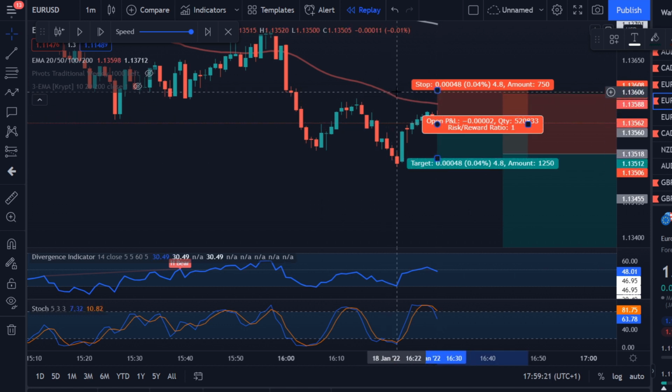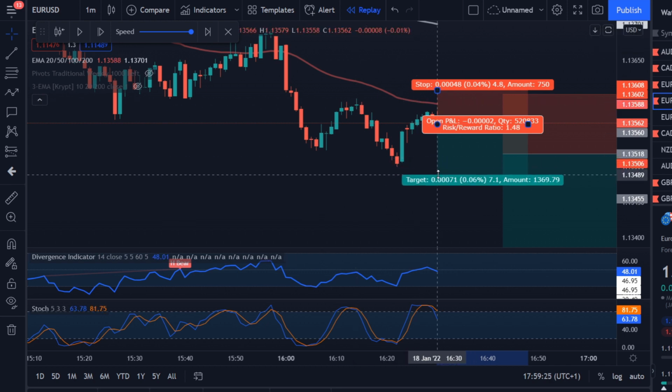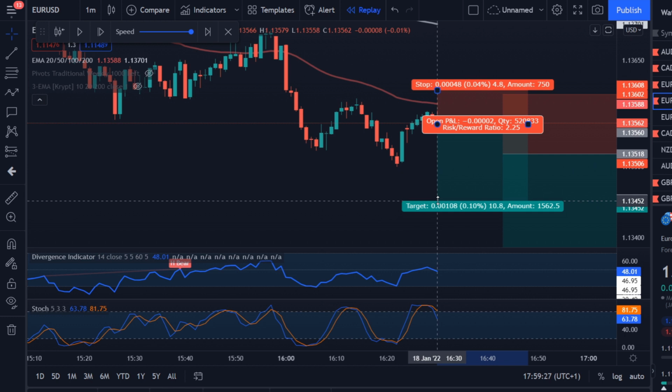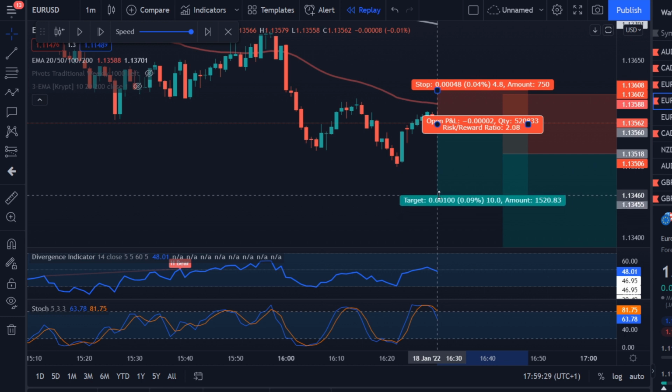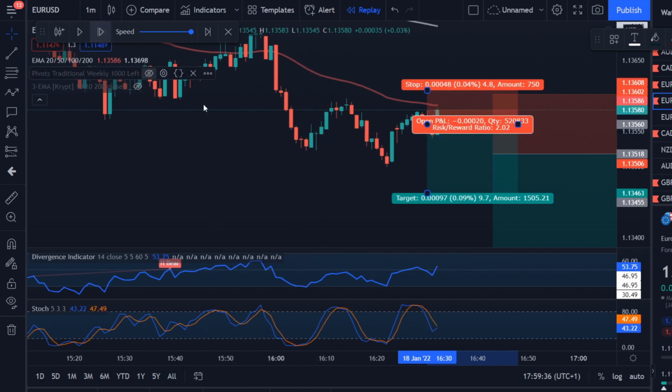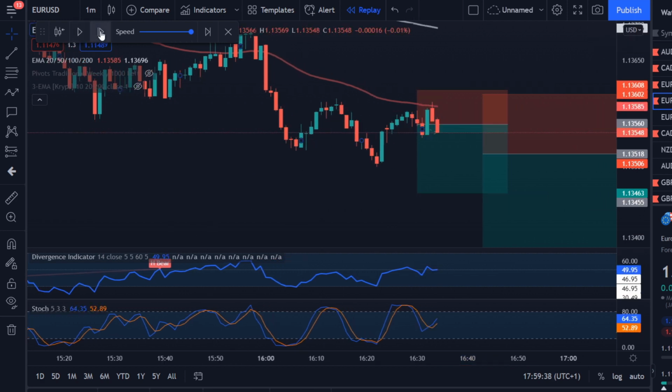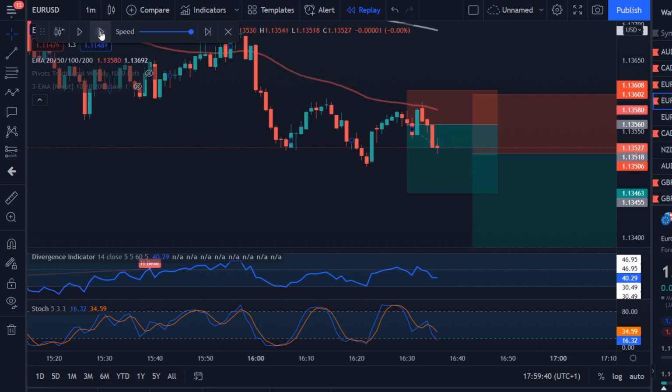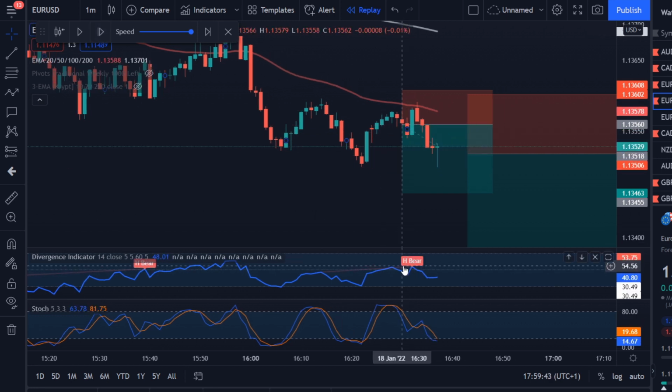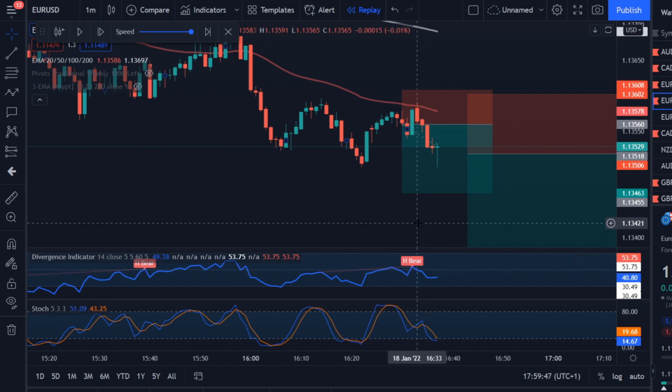We put the stop loss above the previous high, and then of course about here, this is a nice, about here too. And then I click on play, and now we see the H bear signal, the hidden bearish divergence signal, but now it's too late.